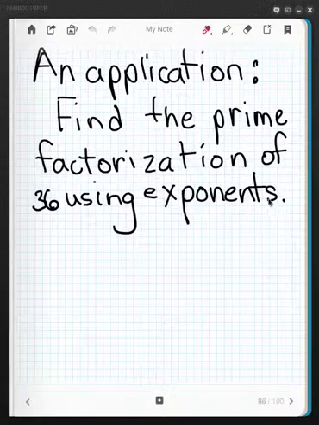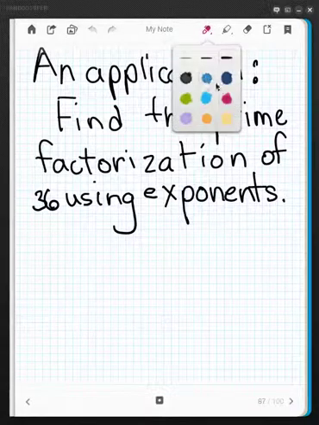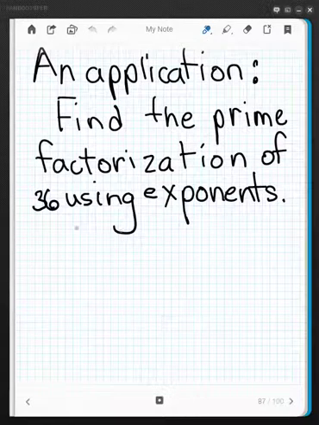Now, exponential notation is important as an application because it allows us to write things in an easier manner. So let's use the prime factorization of 36 and write the answer in exponential notation, or using exponents.